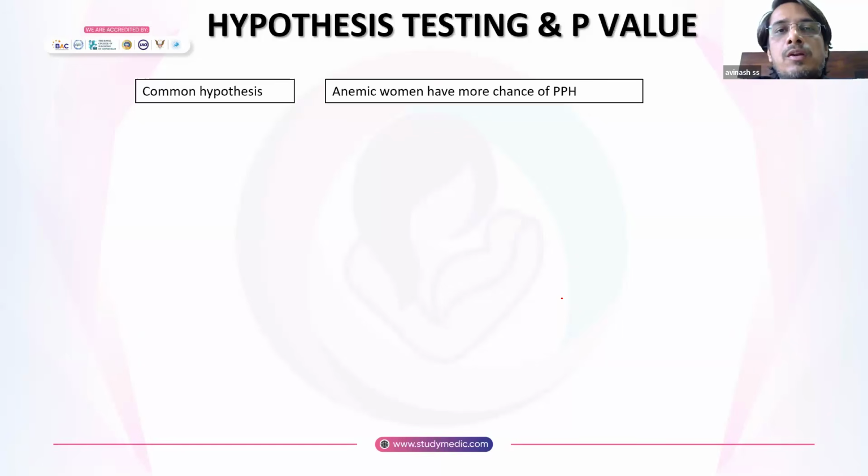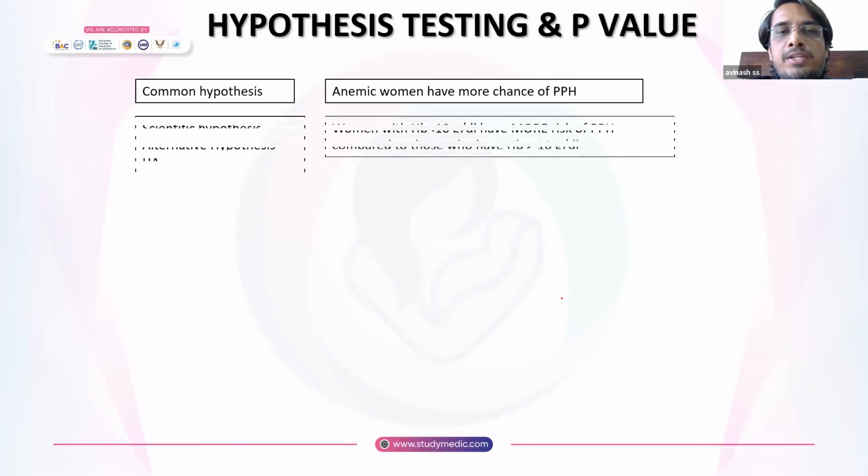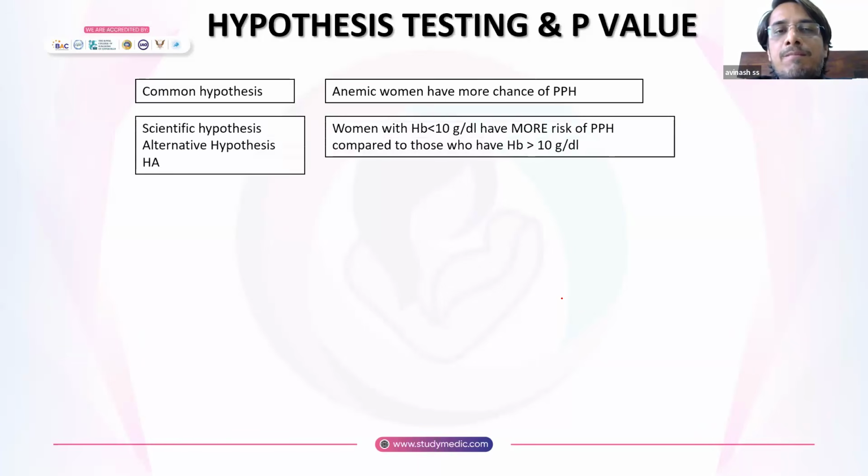Now we have to operationalize this statement. What is this operationalization? You can see here that the statement has been changed into women with hemoglobin of less than 10.